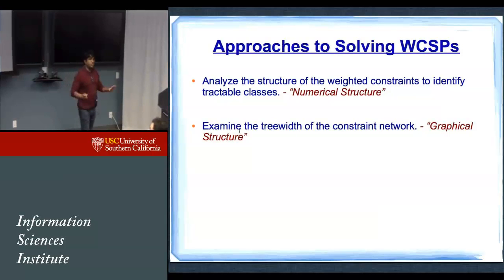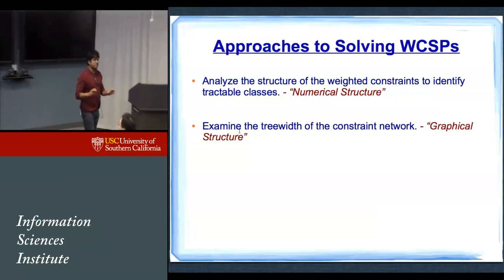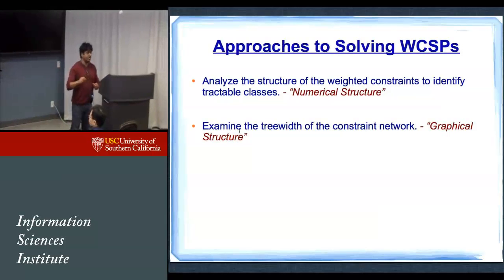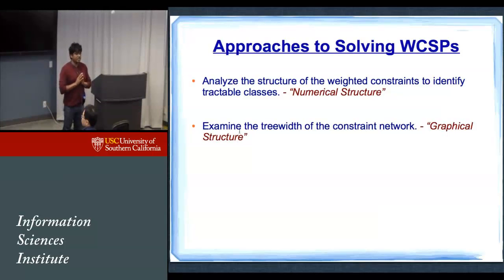Or if you're not able to do that, you simply say, okay, let's look at the graphical structure of the constraint network. Let's just look at which variables are constrained with which other variables. And maybe if they look like a tree, then we can say that they're polynomial time solvable, or we can characterize the tree width of this constraint network and so forth. So that's exploiting the graphical structure, right? So these are two disparate ways of analyzing combinatorial problems.